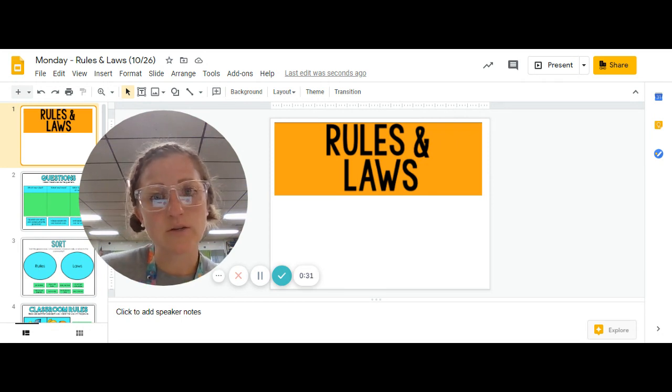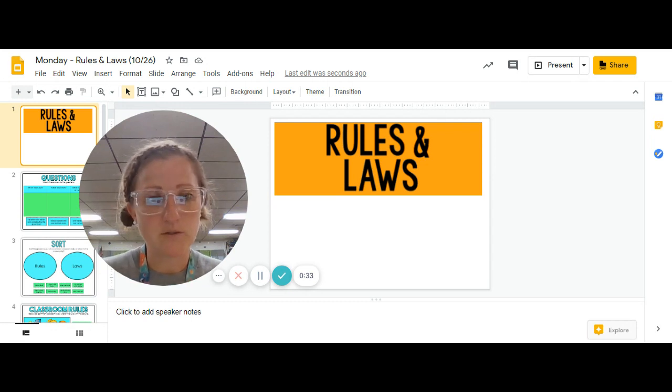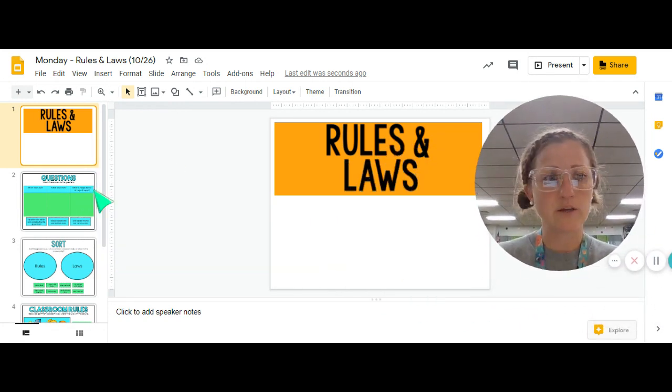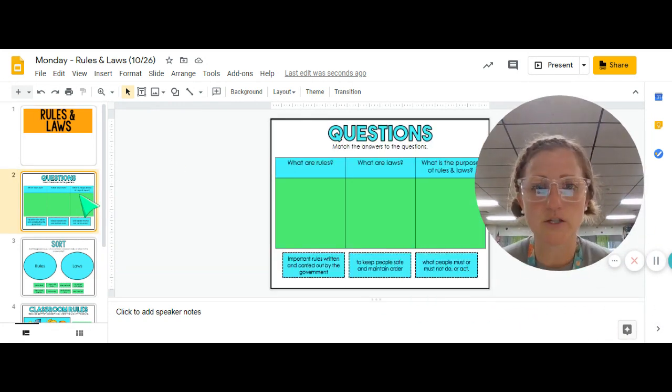And there's a difference in using the word rule and law. So you wouldn't say that a student follows laws, you'd say a student follows rules. So what you're doing today is you're going to be thinking about the difference in the two. So the first thing you'll do is look at these questions.